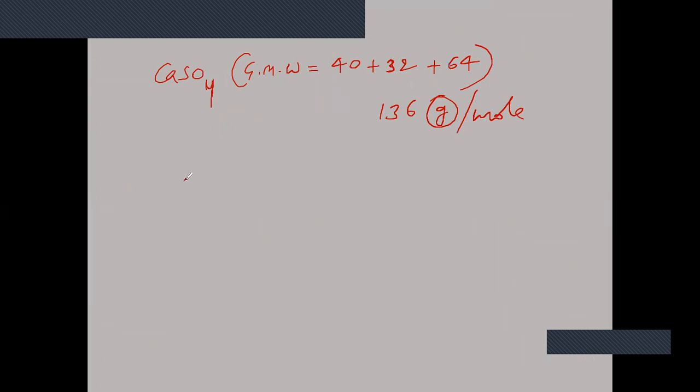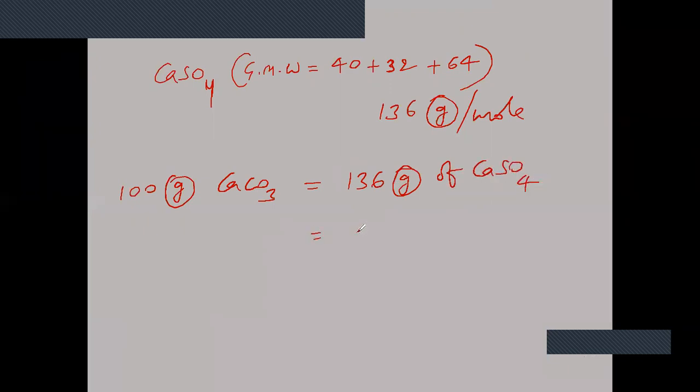Is the concept clear? Yes, sir. So 100 grams of CaCO3 is equal to 136 grams of CaSO4, and that is also equal to 111 grams of CaCl2. Like this, any salt we can take. And also we can take some grams of MgSO4. We can get it now.